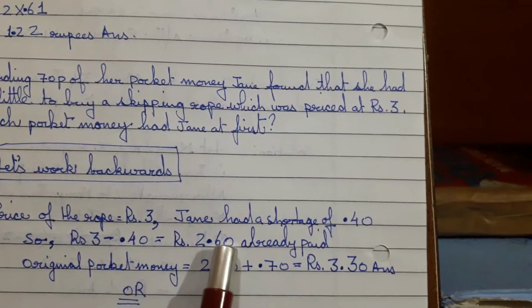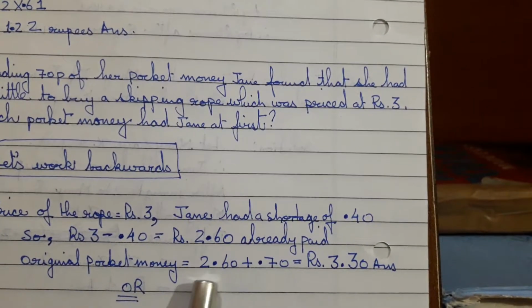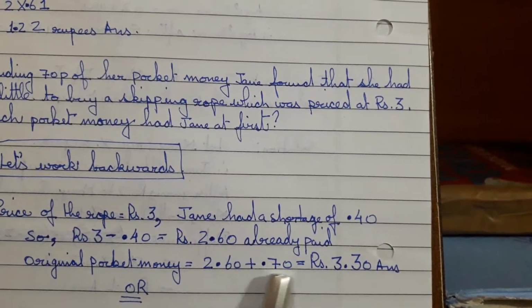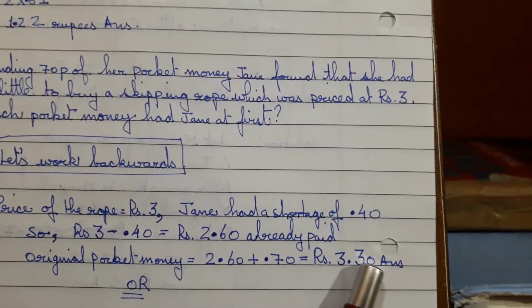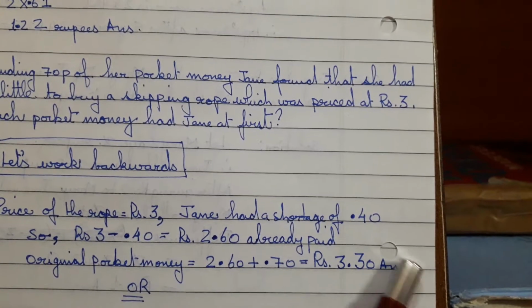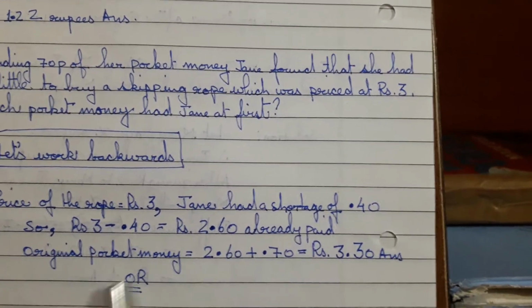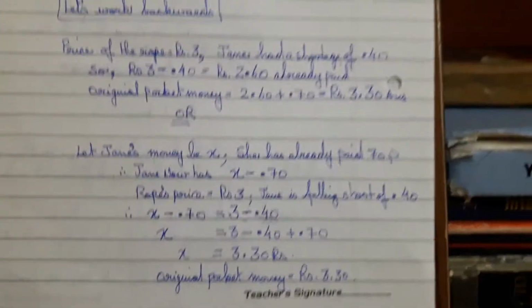The rope she must have already paid, and 2.60 plus another 0.70 because she paid this already. So her entire pocket money was rupees 3.30. Another way of doing this is by taking it with the help of x.